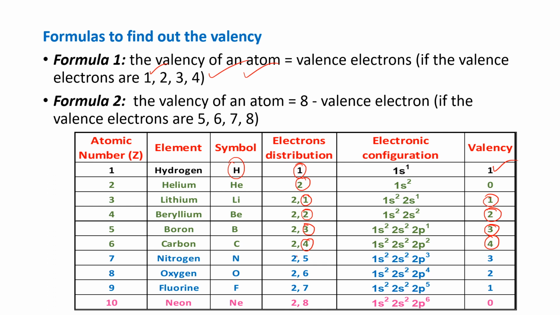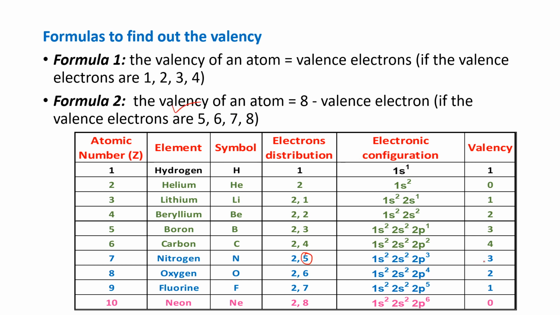Why? Because here is the nitrogen. Nitrogen has 5 electrons, so formula 1 is not applicable. So now we have to move to the second formula to find out the valency of the nitrogen. What formula 2 says: the valency of an atom is equal to 8 minus valence electrons, if the valence electrons are 5, 6, 7, 8. Okay. So now see here, the nitrogen valence electrons are 5. So in that case we have to apply formula 2.